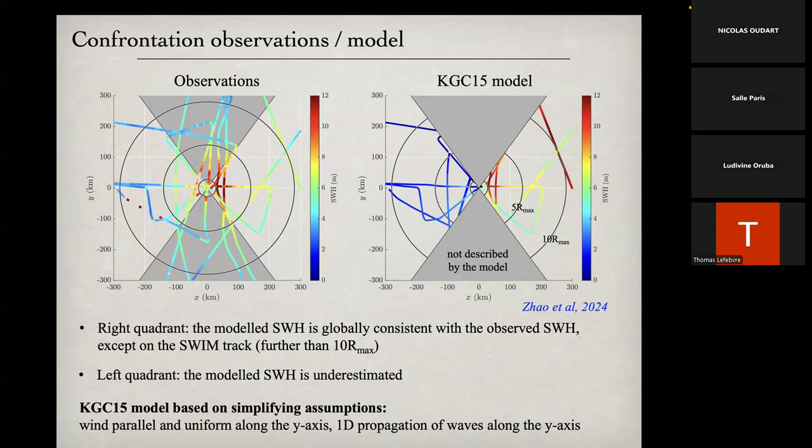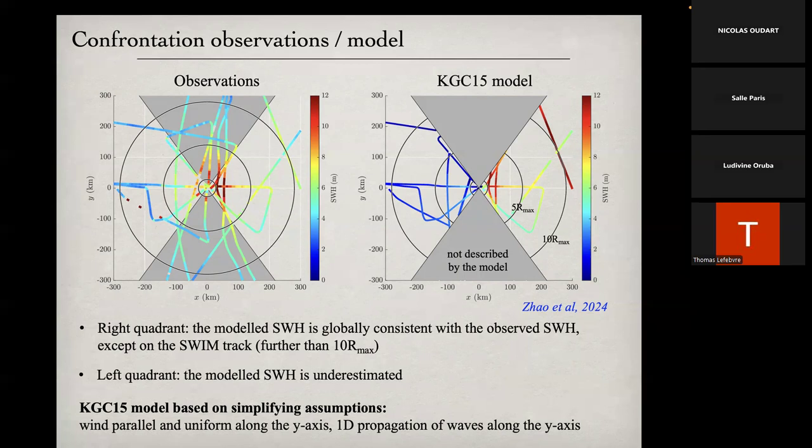That's the same figure as the one I showed you a few minutes ago. You can see the asymmetry between the left side and the right side. The strongest waves are on the right. And on the right panel, you have the significant wave height calculated using the model I just presented. You can see that there are gray areas. These gray areas correspond to areas which are not described by the model.